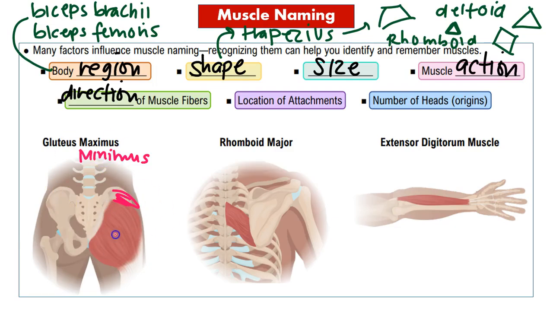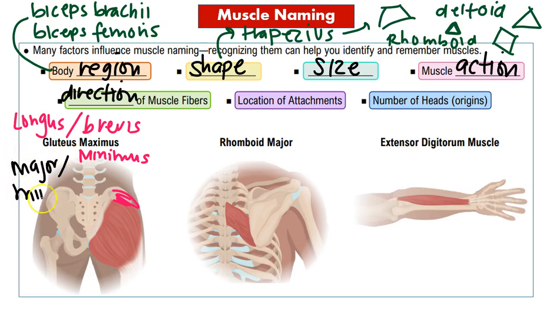What other examples can we come up with from this? Well, you also might see longus and brevis, meaning long or short. Okay, so just keep that in mind as well. You also might see major or minor. And that can also help distinguish between, hey, we know this muscle's in the same general region, same area, but it's going to be a smaller one versus one that's larger.